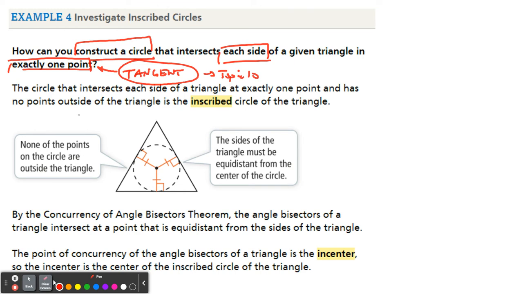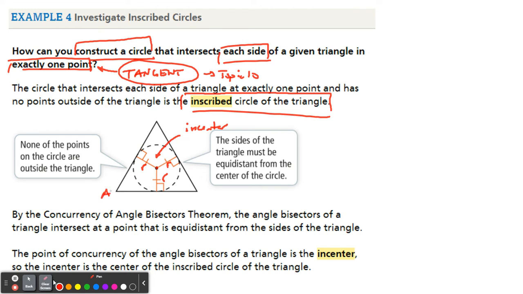So it says here the circle that intersects each side of a triangle at exactly 1 point, and has no points outside the triangle, is the inscribed circle of the triangle. It's inscribed in the triangle. Okay? So you'll notice here, right, this point right there, that is going to be the center of your circle. We call that the incenter. And again, it's the center of the inscribed circle. And then these 3 lengths, the distance from the incenter to each of the sides, is congruent, so it's going to be the radius, right? It's going to be that constant length that helps make the circle.